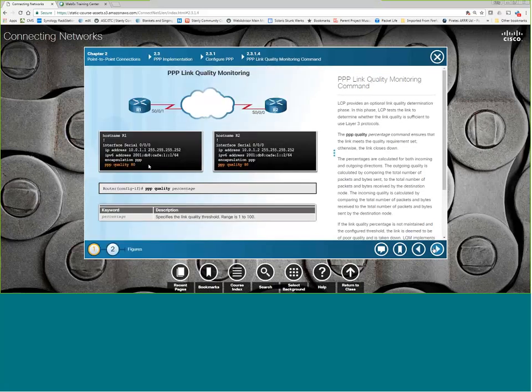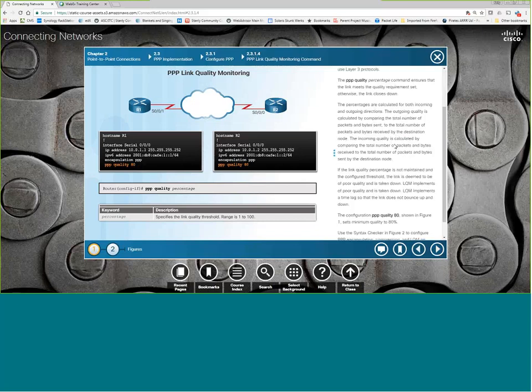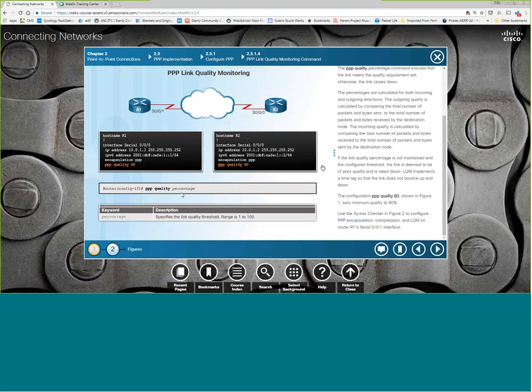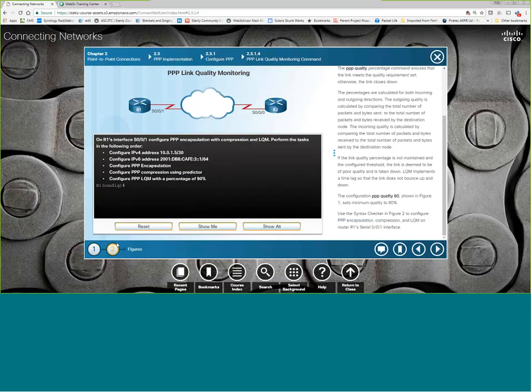You can do a quality check. This is where it will look at the percentage of the link's error messages and see if it meets the threshold. As long as the link quality is 80% or better, in other words, there's not more than 20% error messages, the link will stay up. If it goes above this, it will actually drop. And it is set as a percentage from 1 to 100.